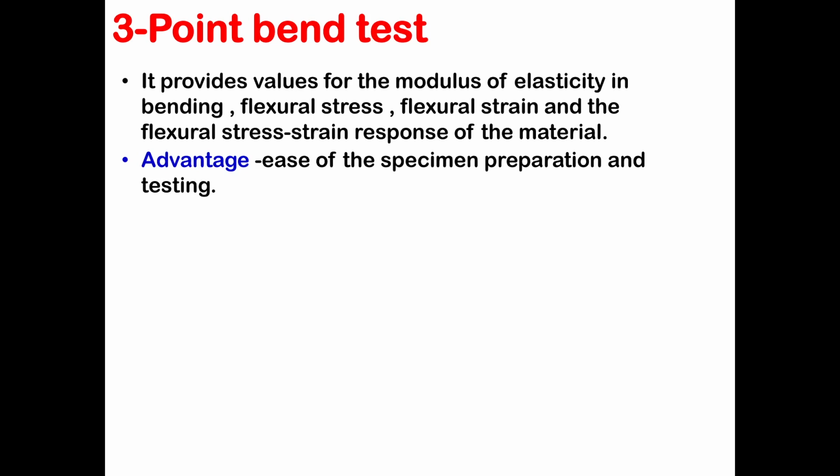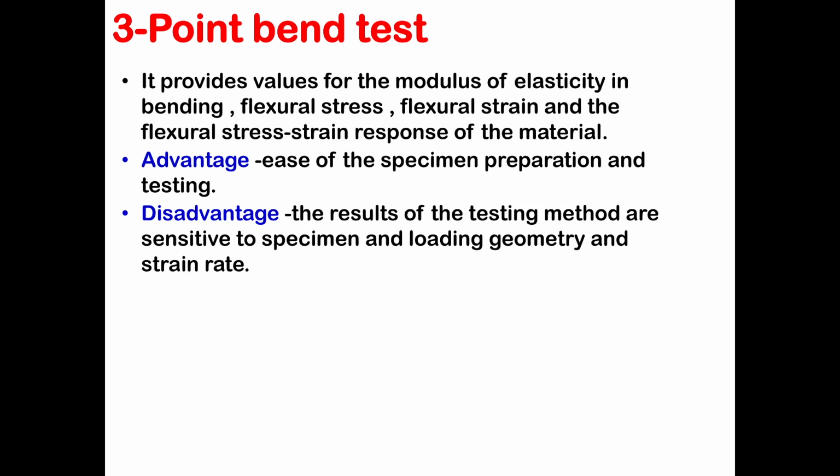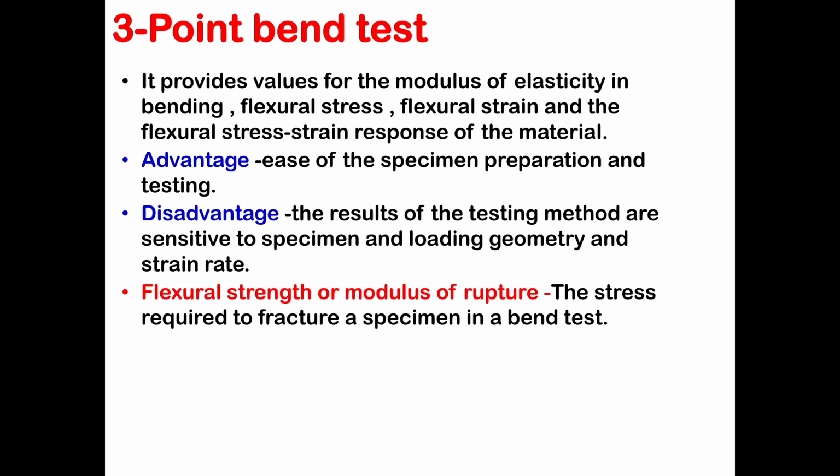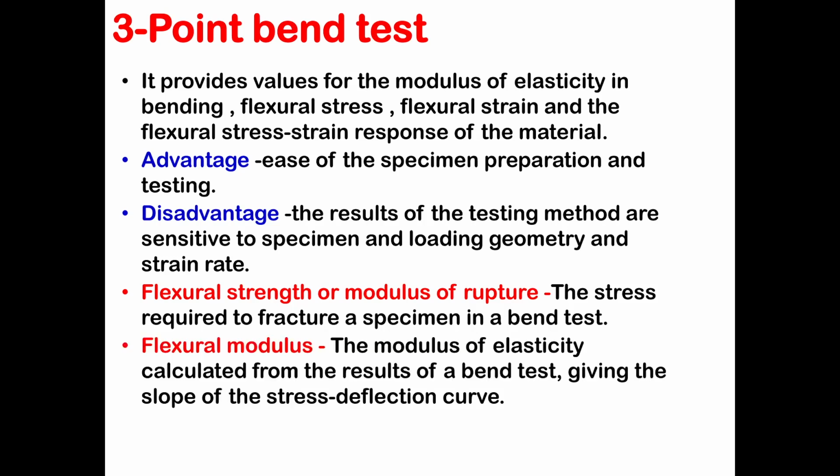The advantage of this type of test is the ease of specimen preparation and testing. The disadvantage is that the results are sensitive to the testing method, specimen loading, geometry, and strain rate. We have 2 types of flexural measures. One is the flexural strength, or modulus of rupture, which is the stress required to fracture the specimen in a bend test, which is not the one we did in class, right? But the flexural modulus is the modulus of elasticity calculated from the results of the bend test, giving the slope of the stress deflection curve.